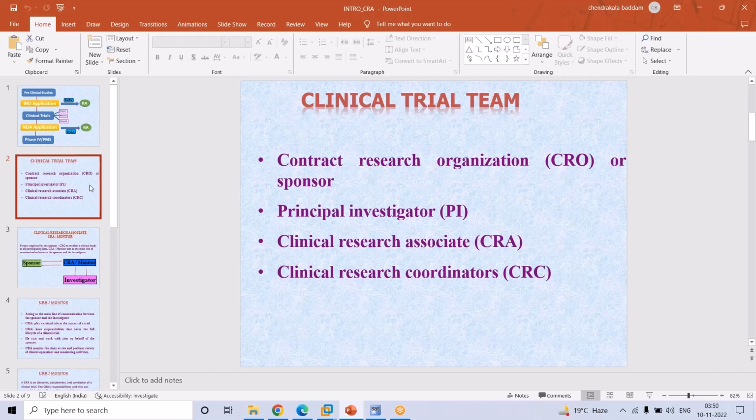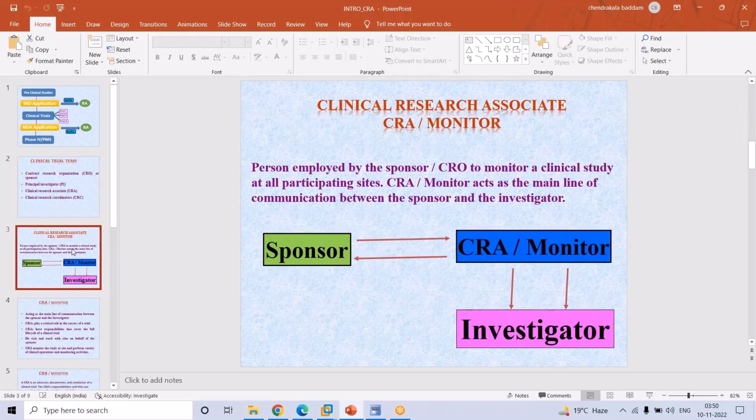So this is the clinical trial team. You know, sponsor, investigator, CRA, CRC, clinical research coordinator. He is also called study coordinator. As you know this point, he is a line of communication between sponsor and the investigator. So sponsor, the person employed by the sponsor. CRA is a person employed by the sponsor to monitor the clinical study at all the participating sites.